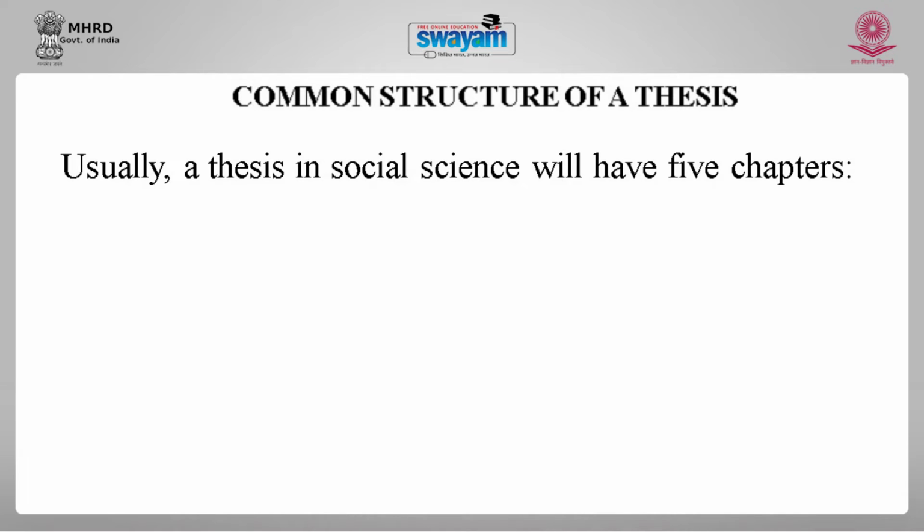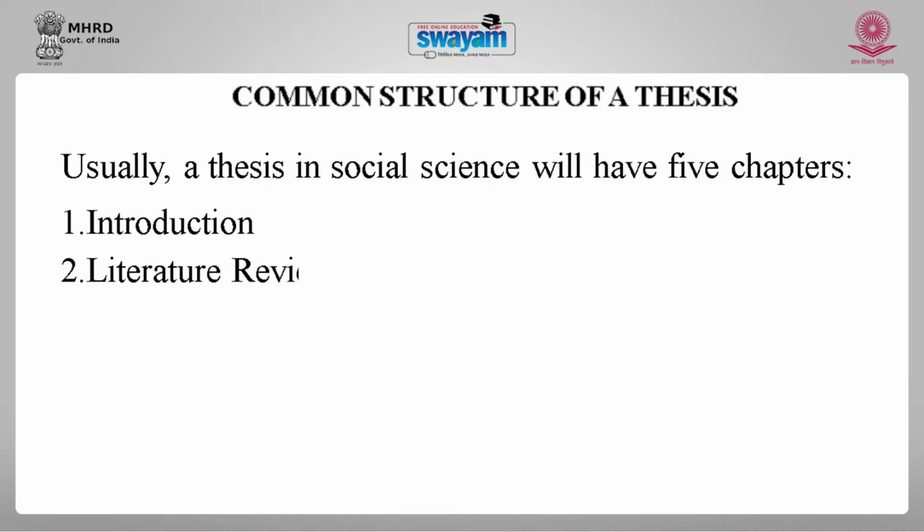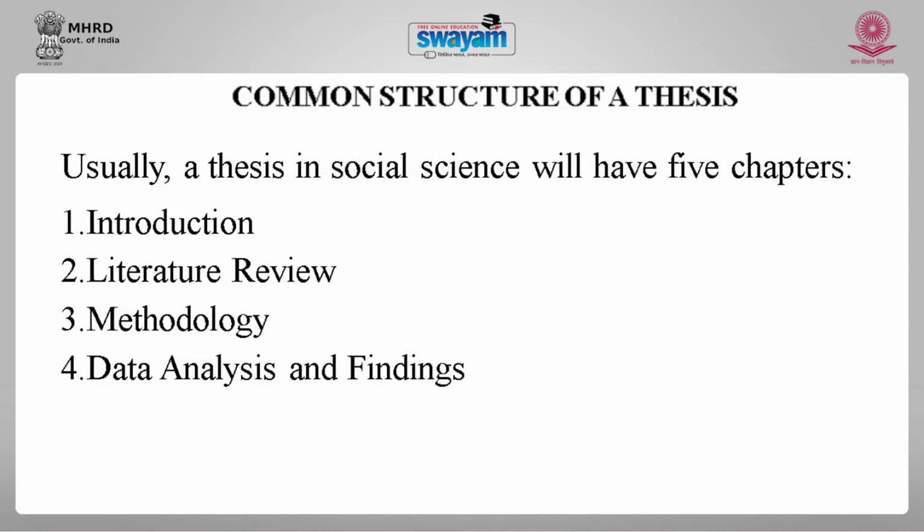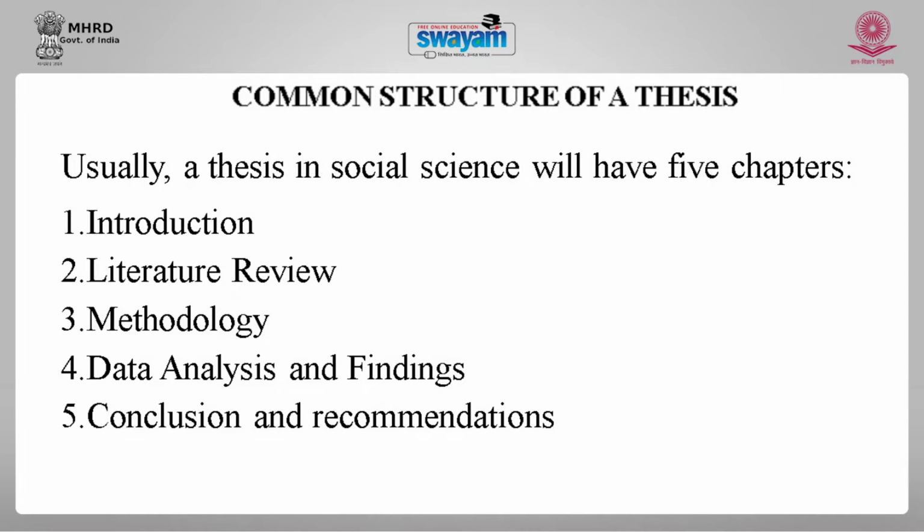Common structure of a thesis. Usually, a thesis in social science will have five chapters. First, the introduction. Second, literature review. Third, methodology. Fourth, data analysis and findings. And lastly, the fifth being conclusion and recommendations.